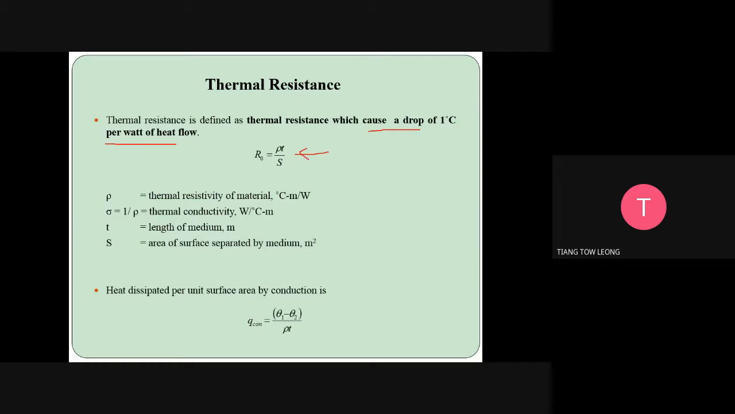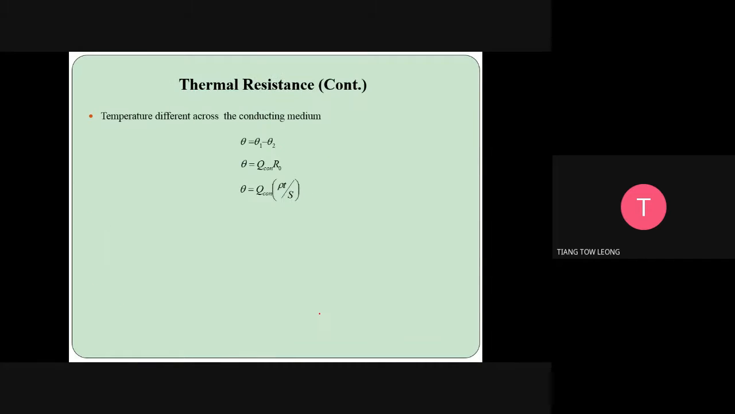And then this is the formula you need to memorize. So rho is the thermal resistivity of the material. Sigma is 1 over rho. Length, I think this is L, good, not T. Then the surface area of the medium. So for the heat dissipated in conduction mode, we can use this equation overall, like this. Need to memorize. Oh, I think it is given in the exam.